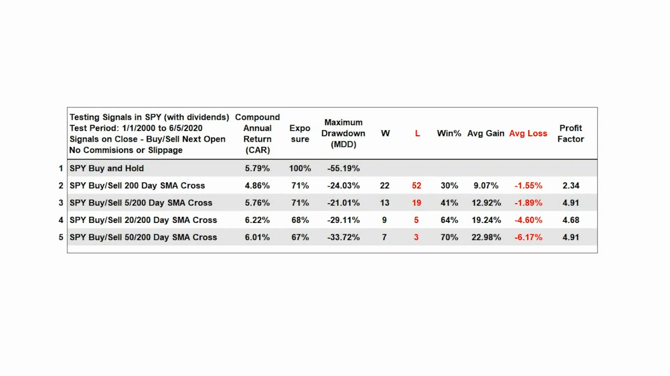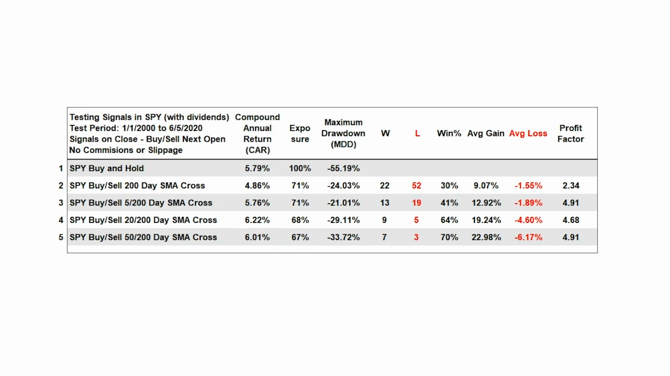So here are the performance results all laid out on a nice table. And you can find this table in that article I showed you at the beginning. You just go to the main articles page and ArtsCharts to find that article. What we can see here is the compound annual return. So buy and hold, you got 5.8%. And you can see if you just use the 200-day, your return went down significantly. And if you just added that 5-day SMA, you got your return close to the buy and hold return. And then you got a little bit more return, but not that much, with the 20-day and the 50-day.